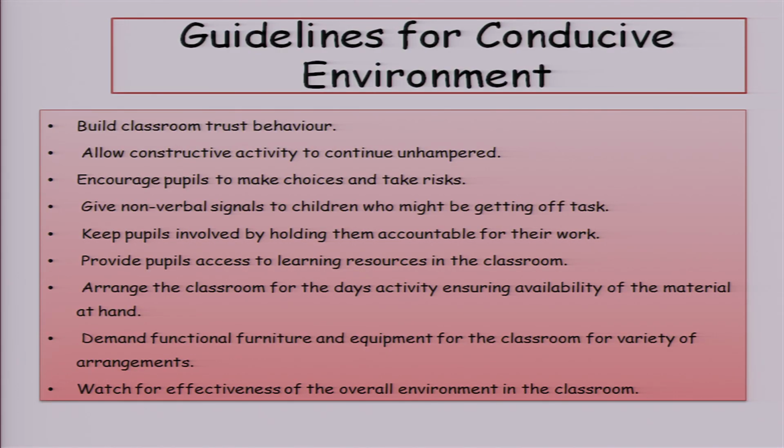So here, the next part is the guidelines for a conducive, that is, an effective environment. Build classroom trust and allow constructive activity to continue unhampered. Constructive activity should be allowed in the classroom. Encourage learners to make choices and take risks, give non-verbal signals, and keep learners involved by holding them accountable for their work. Provide learners access to learning resources. The arrangement of the classroom is also important. Then demand functional furniture and equipment, and watch for the effectiveness of the overall environment in the classroom. So here we have discussed various points needed for an effective classroom environment.